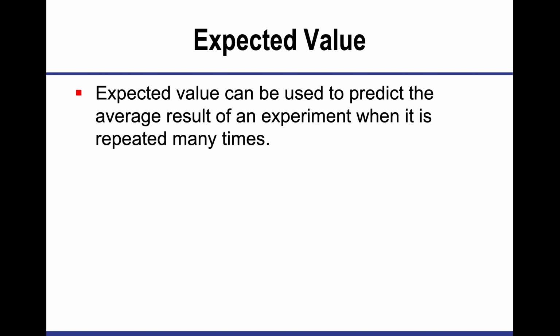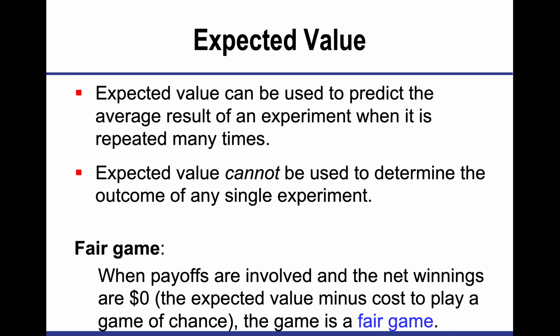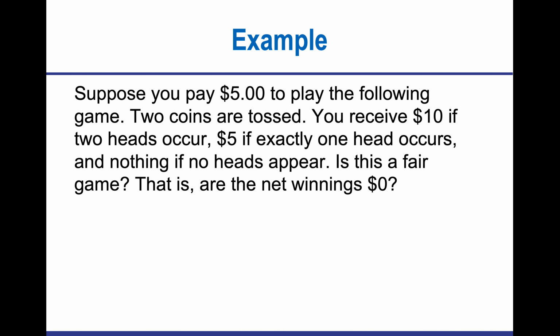So it can be used to predict the average result in an experiment if we're doing it a lot of times. It cannot be used to determine the outcome of a single experiment. It has to use multiple ones. So a lot of times we use this with fair games, because a fair game would be when the payoff and net winnings are zero, so that the expected value minus the cost to play the game breaks even, and we call it a fair game.